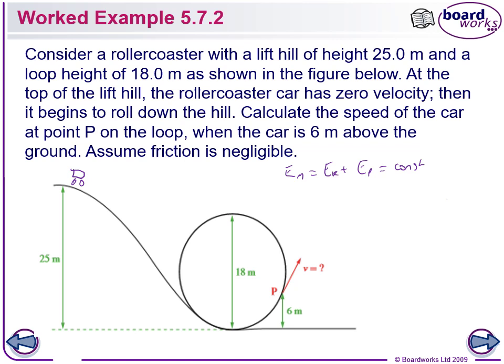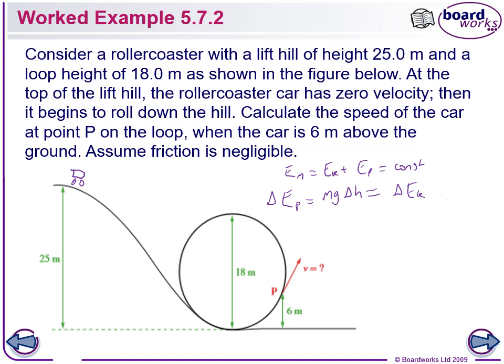Remember, if this is all constant, then our gravitational potential is equal to mg delta h. So our change in gravitational potential is going to be equal to that. Now remember, whatever we lose in gravitational potential, we gain in kinetic. So our change in gravitational potential is also going to be equal to our change in kinetic. Does that make sense? Whatever we're losing in gravitational potential, we gain in kinetic.